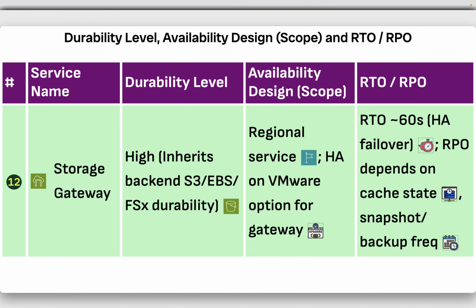Next, we have Storage Gateway. Durability is high. It inherits the backend, which can be S3, EBS, and FSx durability. So the backend is supported by these three for Storage Gateway. And availability, it's a regional service, and there is an HA option for VMware. RTO is around 60 seconds with HA failover. And recovery point objective, how much data you can lose, depends on the cache state, snapshot, and backup frequency.